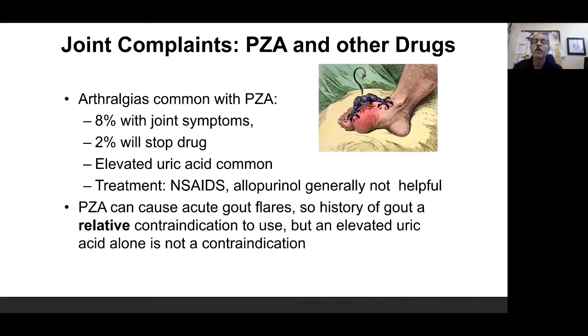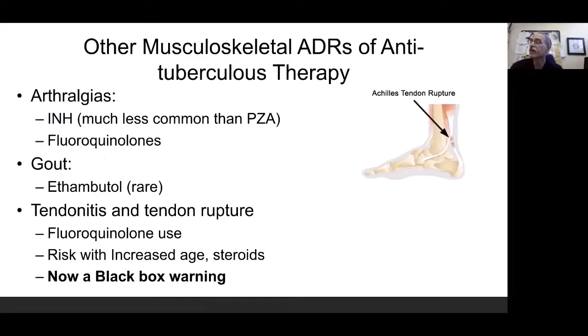There are other anti-tuberculous drugs that cause joint symptoms. INH can cause arthralgias, as can fluoroquinolones. Ethambutol very rarely can also cause gout. I've actually never seen it, but it's described.